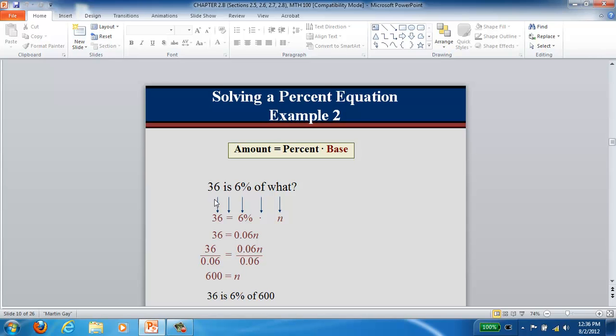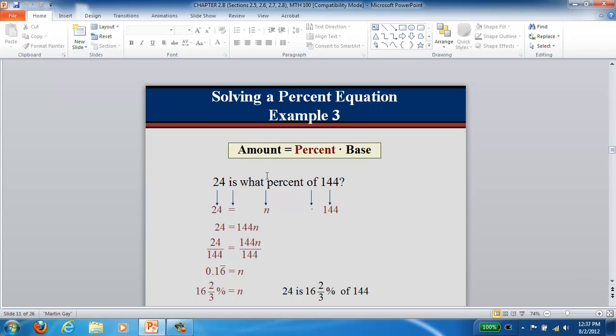Another type of example, 36 translates to equals 6% of times what number? It's your n. So 36 equals 0.06 times n. Dividing both sides by 0.06 gives you a base of 600. Therefore, 36 is 6% of 600.